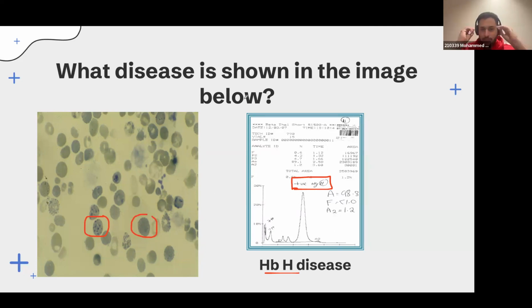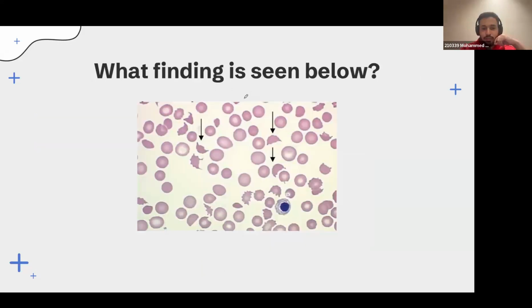Yes, it is basophilic stippling, but basophilic stippling is seen in other diseases. For example, lead poisoning causes it, and some other diseases can cause basophilic stippling. But I don't think you guys need to know very specifically about basophilic stippling. Now, what finding do I see here? What's this?